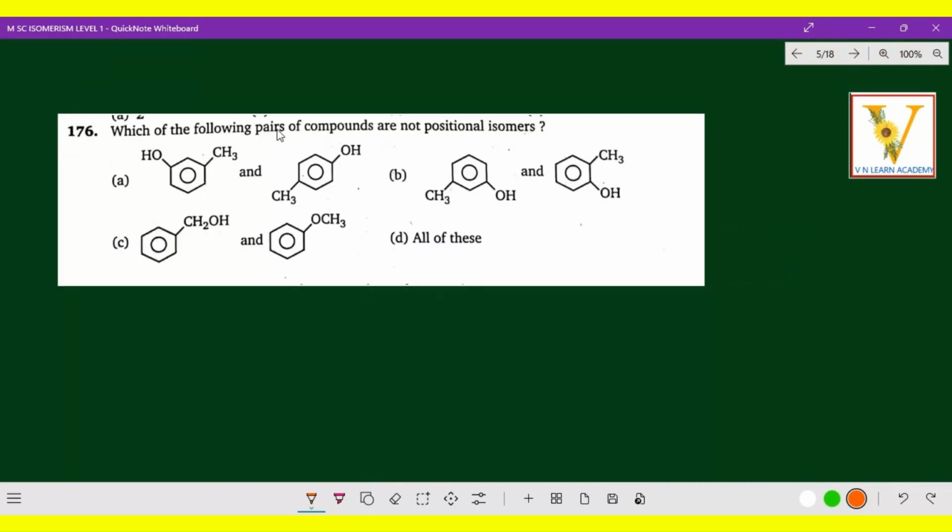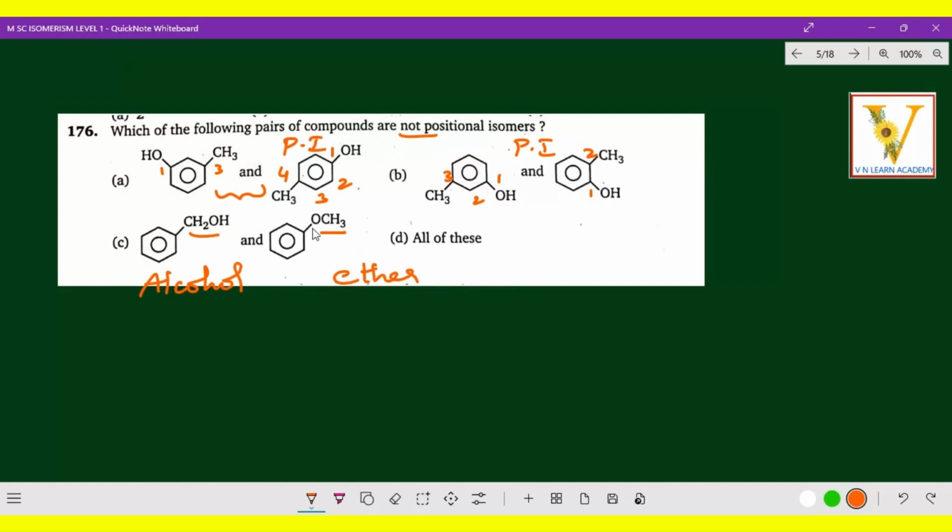Next question: which pairs of compounds are not positional isomers? They are asking for not positional isomers. Here OH and CH3, and here CH3 OH. So here 1, 2, 3, and here 1, 2, 3, and 4, and here 1, 2. So both these pairs are actually positional isomers, since the numbers have changed. Now here CH2OH and here OCH3 are totally different functional groups. This is alcohol, and this is ether.